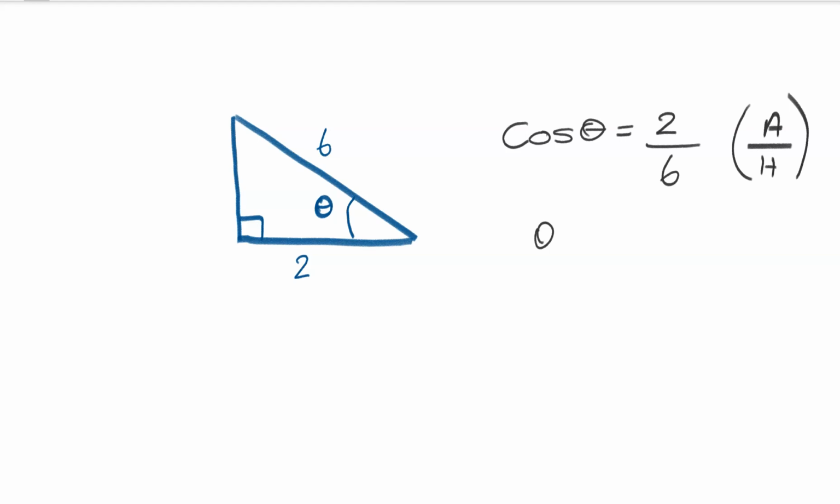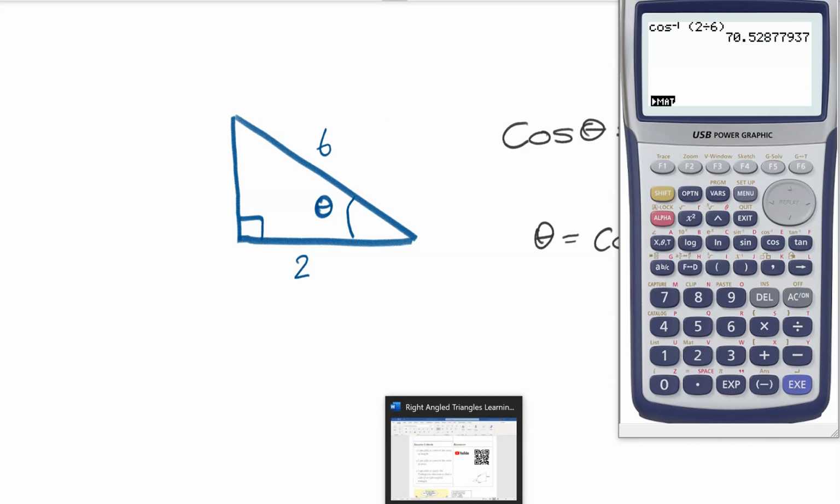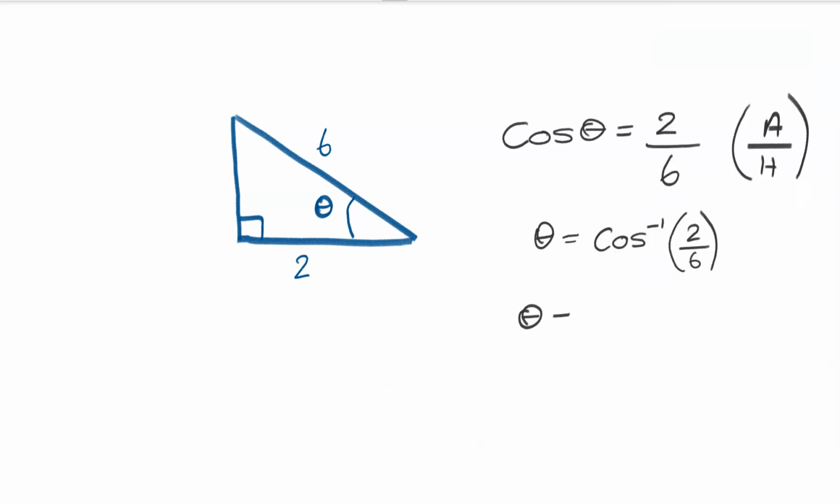Cool. And we're trying to find theta. So that means we'll have the inverse of cos in brackets 2 divided by 6. And again, we go back to our calculator and we go shift cos in brackets 2 divided by 6. And we find our angle is 70.5. I'll just round it to one decimal place. So theta equals 70.5 degrees. So that's how we do it: identifying what our sides are and using SOH CAH TOA to determine what the angle is.